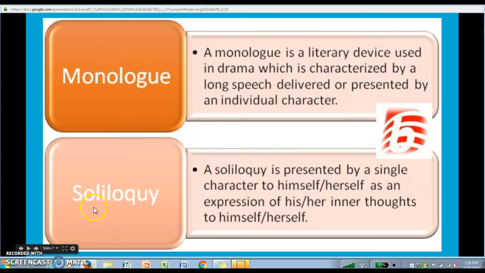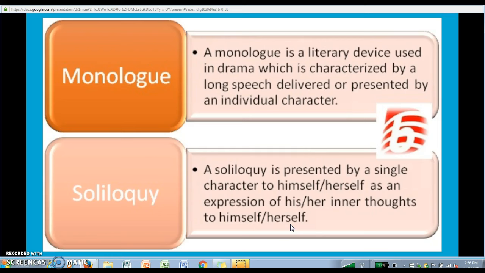Now, in contrast, let's look at a soliloquy. A soliloquy is presented by a single character to himself or herself as an expression of his or her inner thoughts. So a soliloquy is different simply in the fact that other characters aren't present, but it also goes a little further than that. A soliloquy is supposed to be private. The character doesn't want other people to know the information, and therefore it's just between the character and the audience.